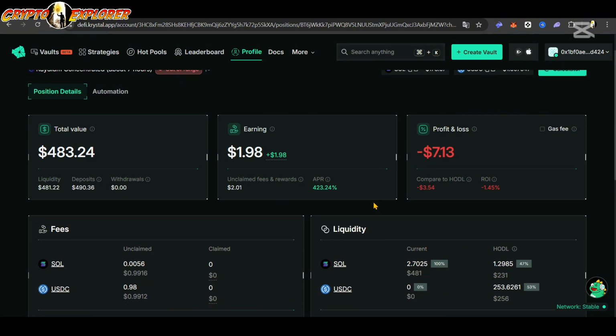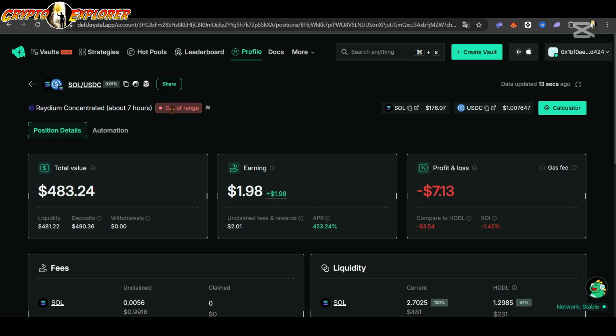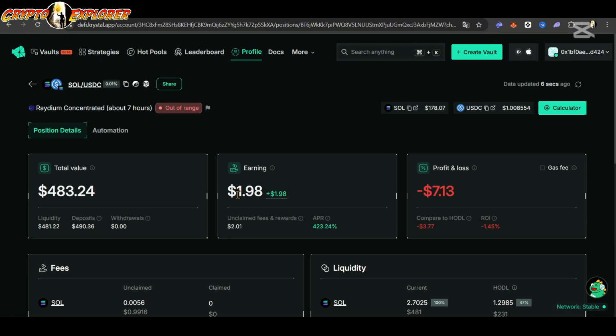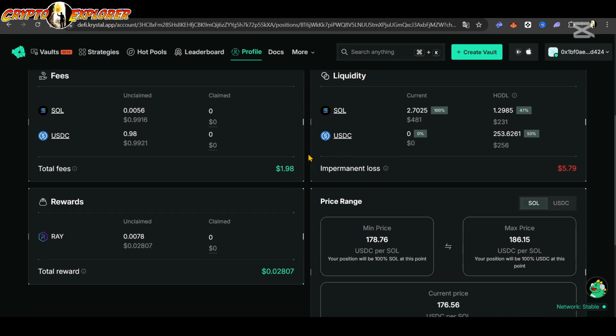Right now, this position has been open for less than 1 day. The PNL is -$7, although we generated $2 in fees. That's because now we are out of range, right? You see the flag here, out of range. It's not generating fees. It stayed in range for a very small amount of time, so it generated very little fees. Now the profit and loss is mostly affected by Solana's price.